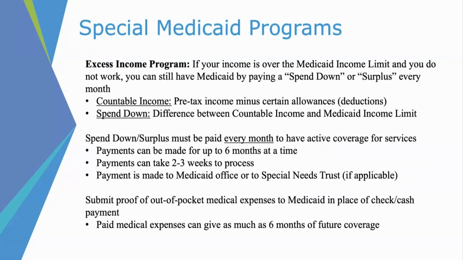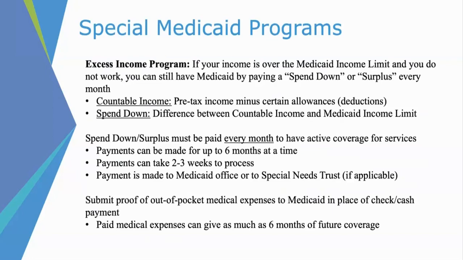Special Medicaid programs. Excess Income Program, also known as Spend Down Program, or also known as Surplus Program. Officially, the Excess Income Program. If your income is over the Medicaid income limit and you do not work, you can still have Medicaid by paying a spend down or surplus every month. What is countable income? It is pre-tax income minus certain allowances and deductions from Medicaid. What is a spend down? Spend down is the difference between countable income and the Medicaid income limit.